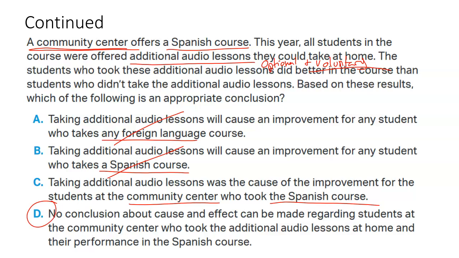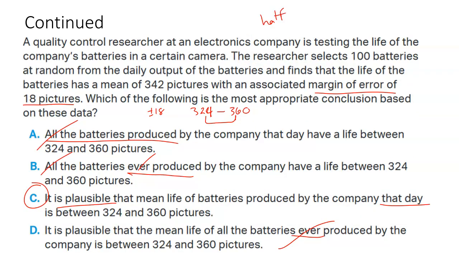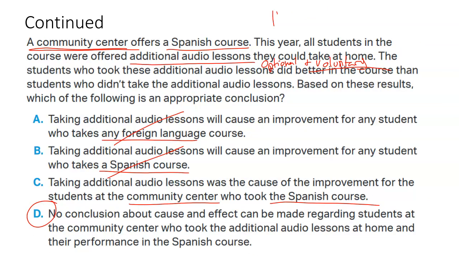We're going to have to go to D. While C is very, very close, the problem is that they didn't assign it randomly. If they had said instead that half the students who were given audio tests were picked at random, then yeah, we could probably make a determination and choose C.